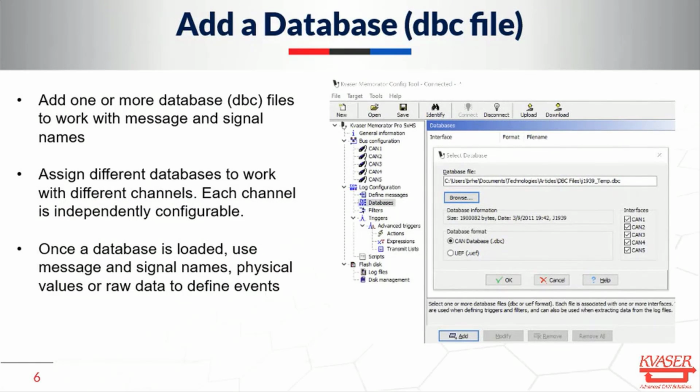If you are going to use a database and not define your messages manually, you would load the database with this simple database screen. It allows you to load databases and apply them to different channels, if you have a 2 or 5 channel device. It's a pretty straightforward screen for loading a database from your hard drive, with the normal browse configuration, so you just go and load it up. Once the database is loaded, you use the messages and the signals within that database in physical values or raw data, as I'll show.